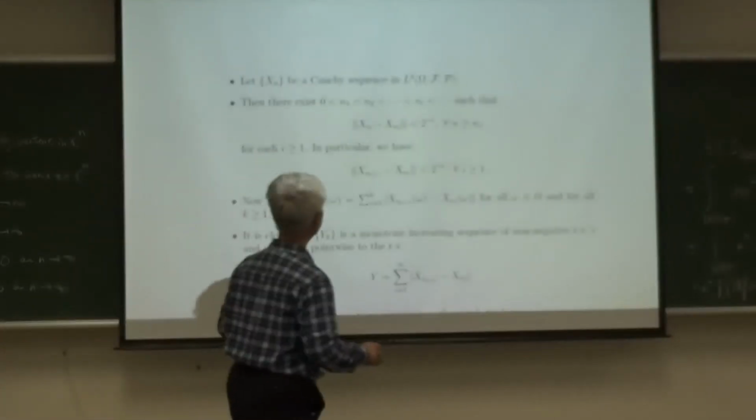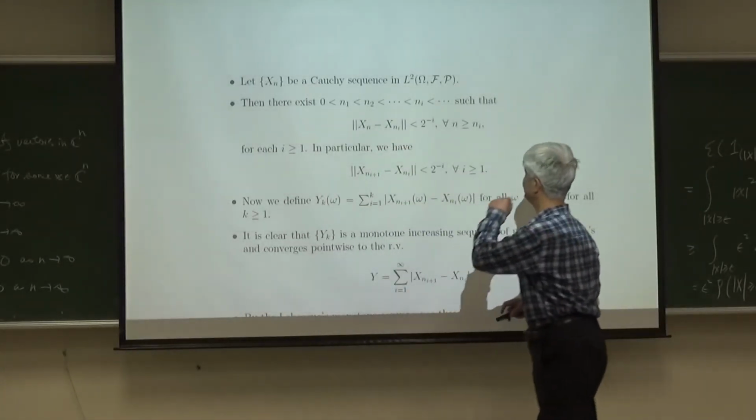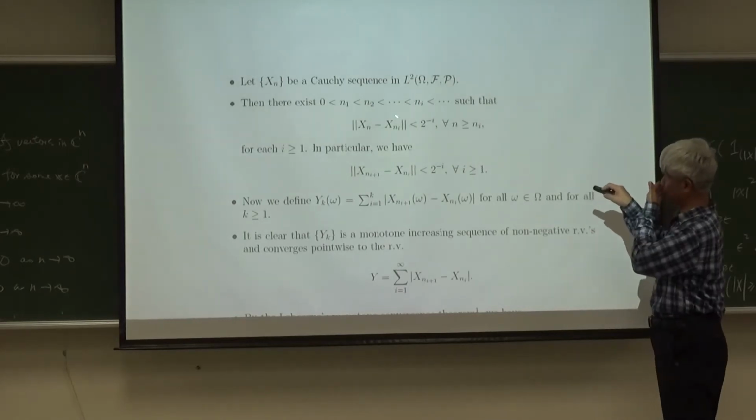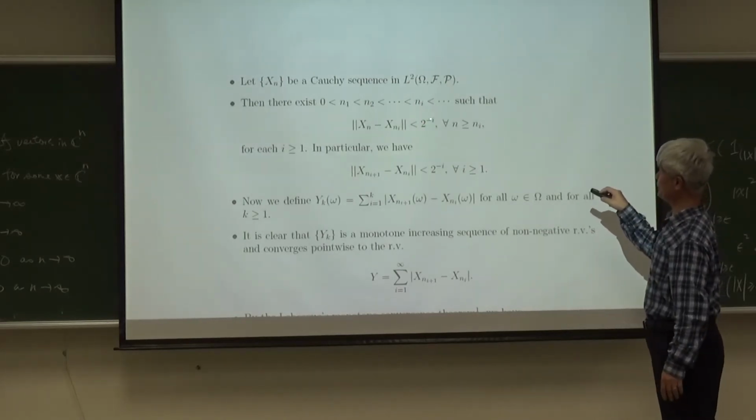All right. So I'll give you the idea of the proof. Suppose x_n is a Cauchy sequence in the L2 space. Then of course there exists a subsequence n_1, n_2, and so on, such that the difference is less than 2 to the minus i.